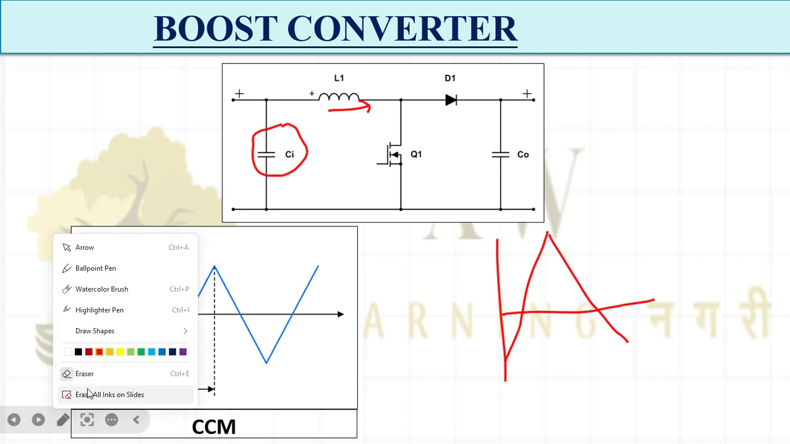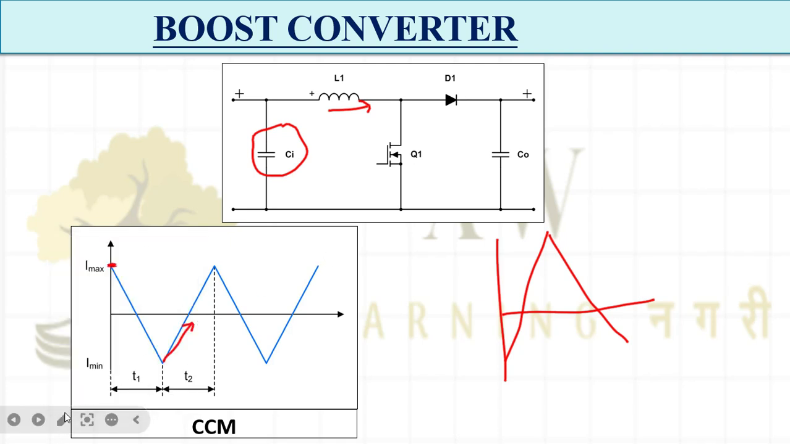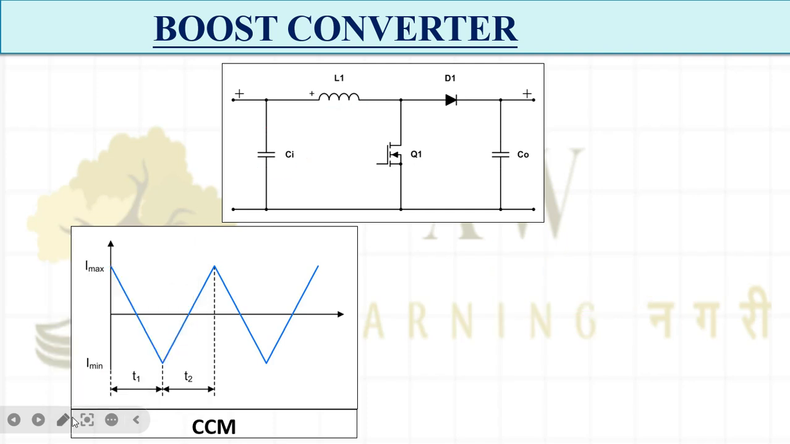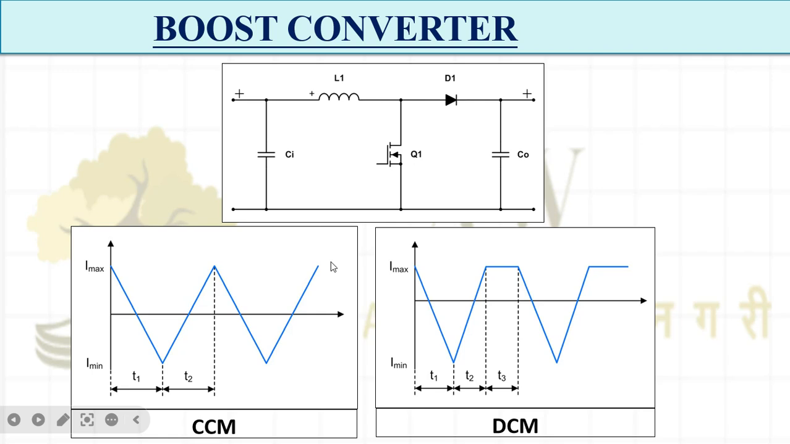Now let me erase everything on the slide. So now let me tell you about the DCM case. When it is a DCM case, how is the waveform for the boost converter? You can see that it always starts from the maximum value, the input capacitor current. It is decreasing and then increasing, and in the DCM period it is holding the maximum current. Then again decreasing. So this kind of behavior the boost converter input capacitor will show.